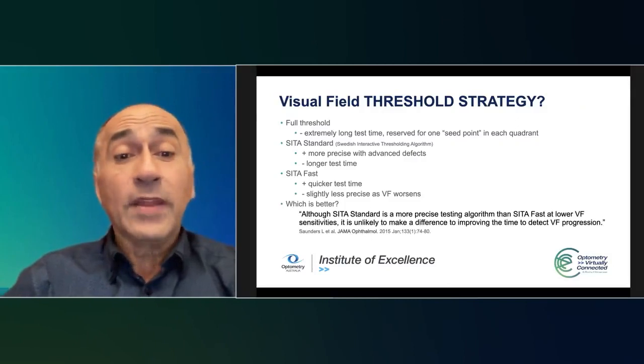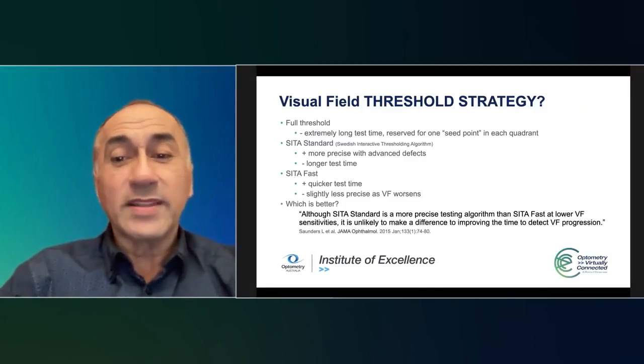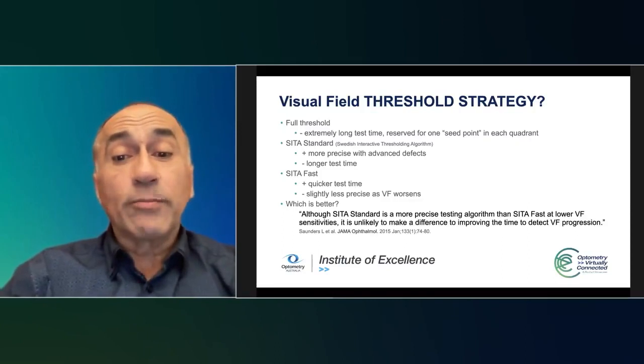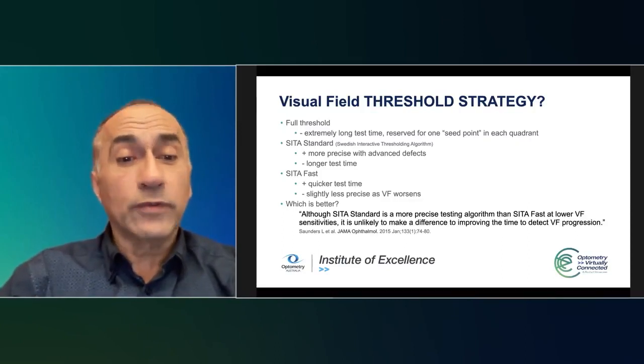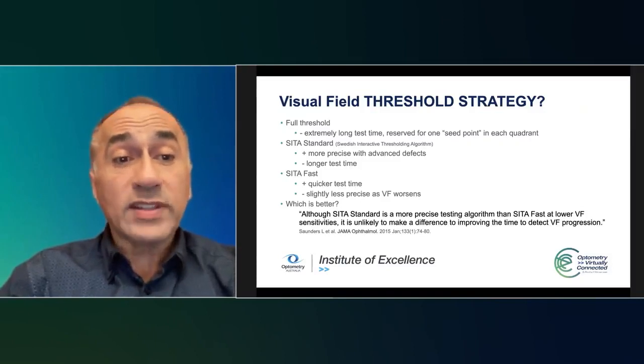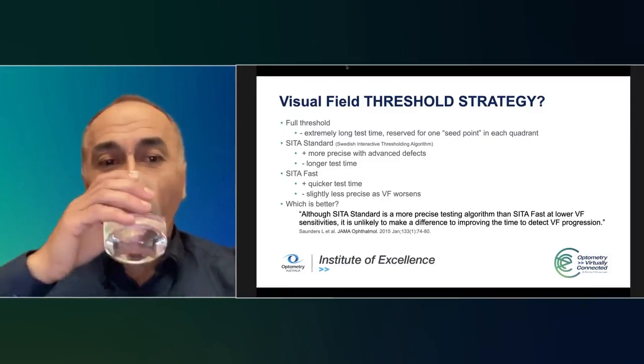So which is better? Although SITA standard is a more precise testing algorithm than SITA fast, particularly at lower visual field sensitivities, it's unlikely to make a difference to improving the time to detect visual field progression. So basically, as your field gets worse, SITA standard works better than SITA fast, but in practical terms, it doesn't really gain us much benefit at detecting progression rate.